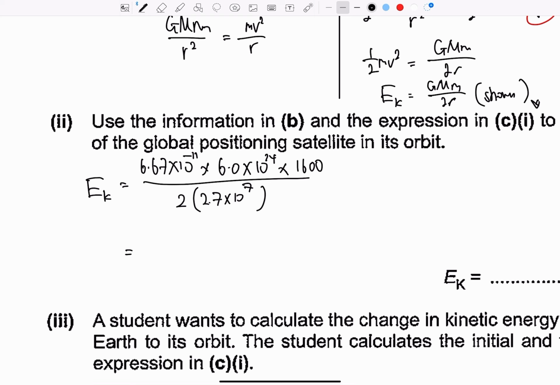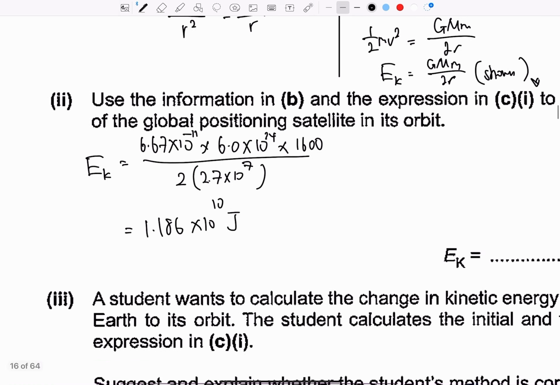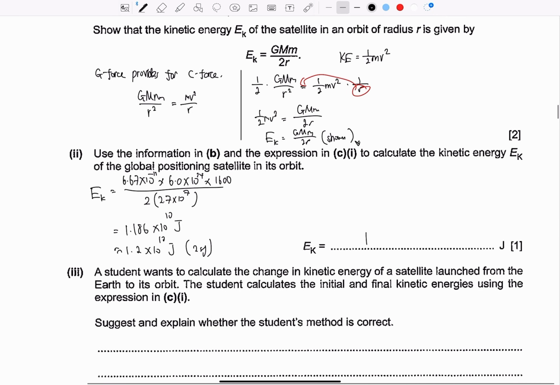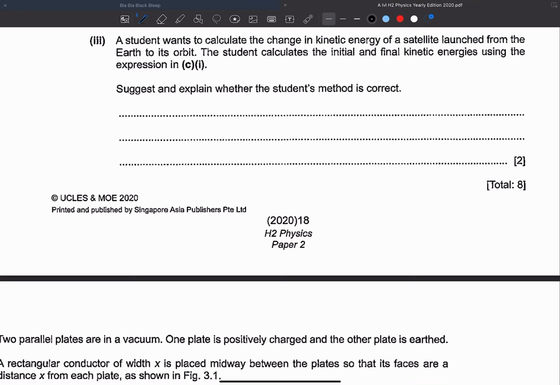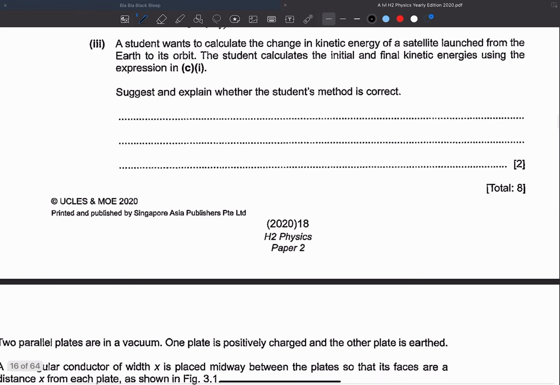If you were to work this out, you will arrive at a value of 1.186 times 10 to the power of 10 joules. Once again, round off to 2SF. Nice. Okay, so a student wants to calculate the change in kinetic energy of a satellite launched from the Earth to its orbit. The student calculates the initial and final kinetic energies using the expression in C part 1. Suggest and explain whether the student's method is correct.